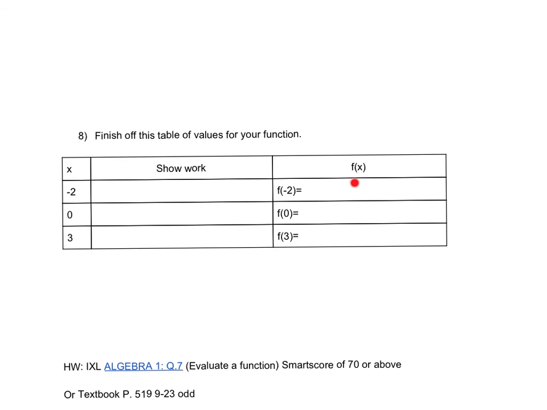And then here, I want you to put the answer. What is f of minus 2? What is the output? F of 0, what's the output? F of 3, what's the output? Put that in there. All right, and that's basically it for today, except for the practice that you're going to do to get to know these concepts a little bit better.